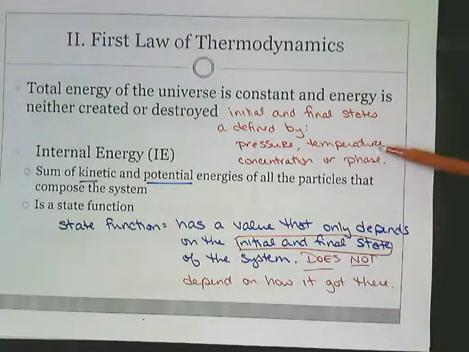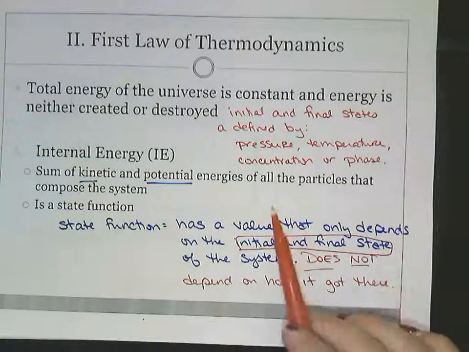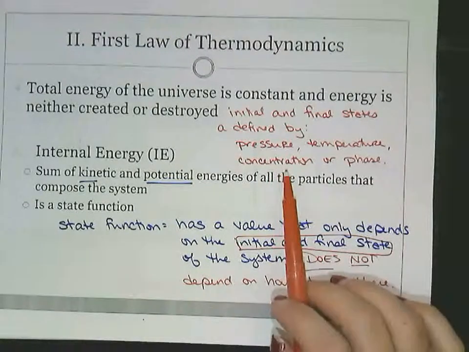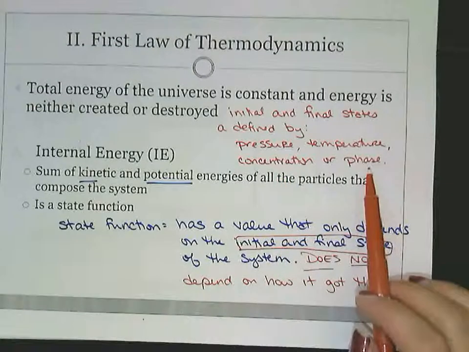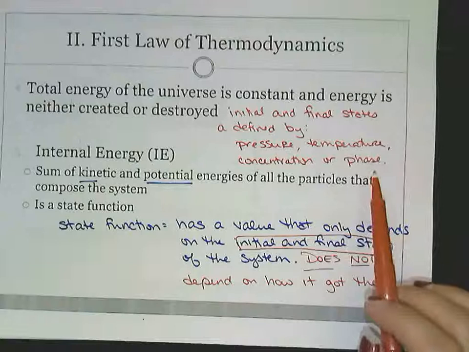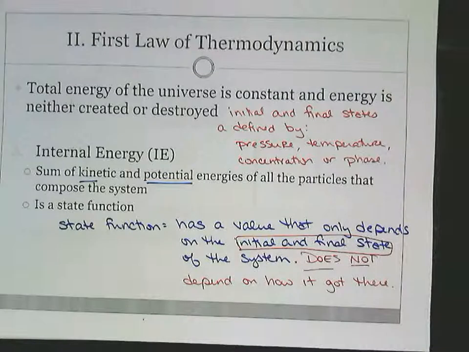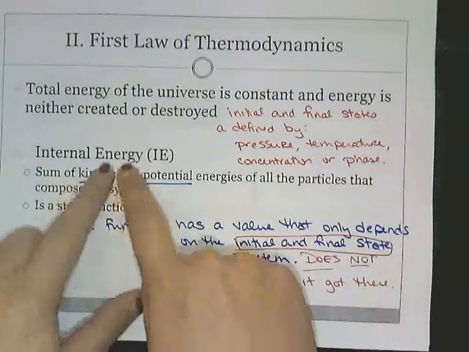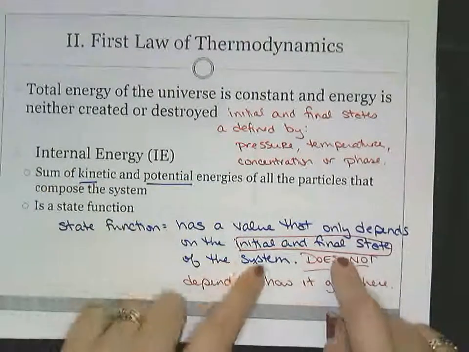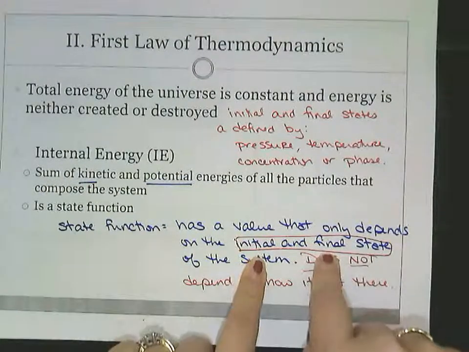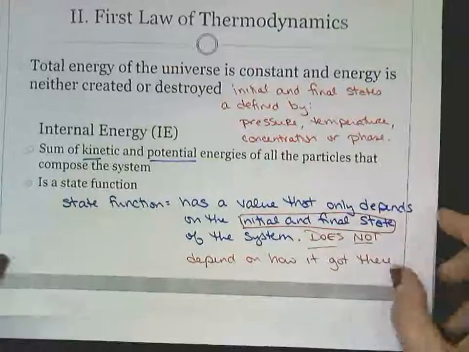Temperature, think about your ice cube in your soda. The ice cube was cold, then it got warm. That's all I'm looking at in terms of temperature. Concentration, maybe it got diluted. Or phase, we could have been doing a precipitation reaction, where we go from aqueous all the way to solid, so changing phase in some way. So if internal energy is the sum of these energies, and we're looking at the initial and final state, there is definitely a way to mathematically calculate that change in internal energy.